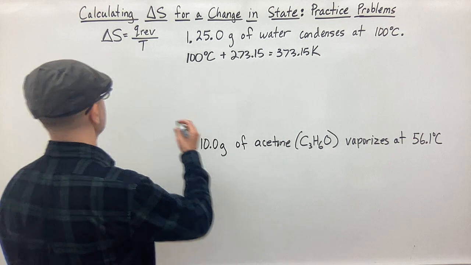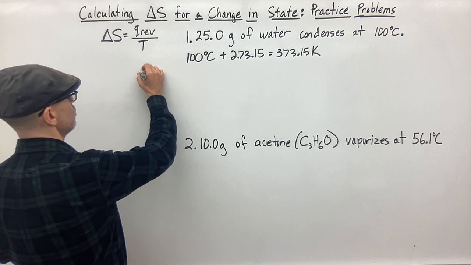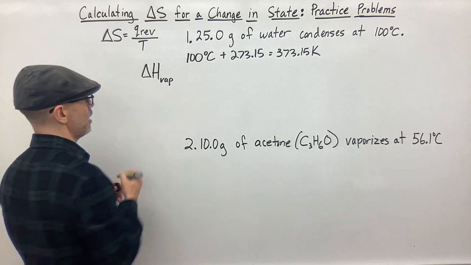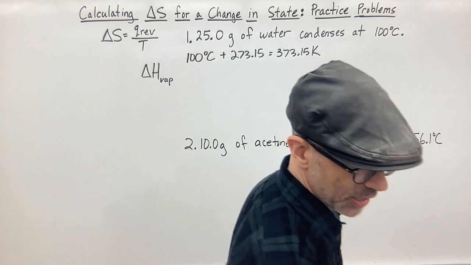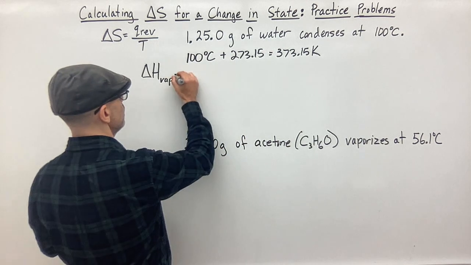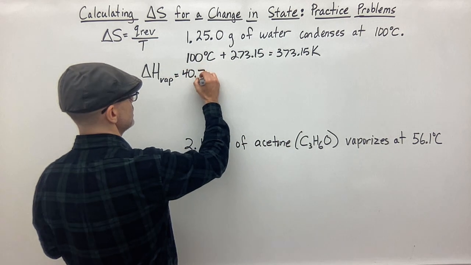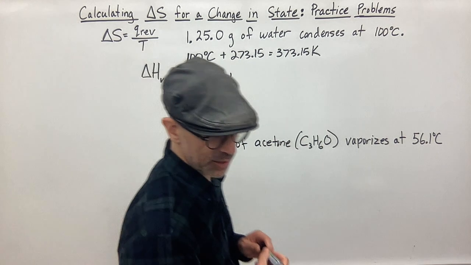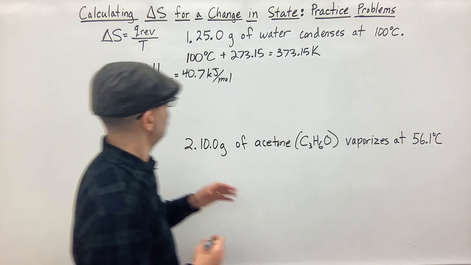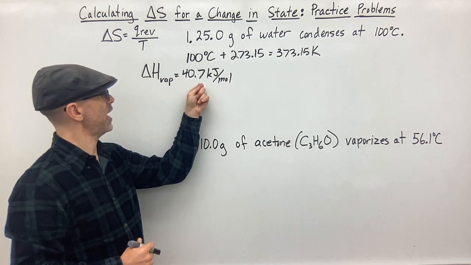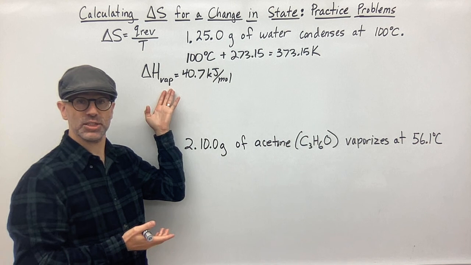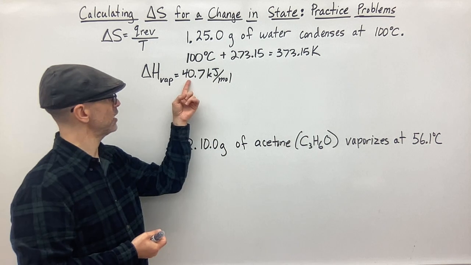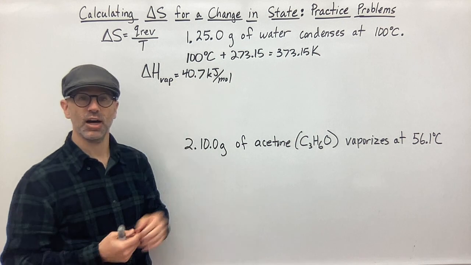So if we look up the heat of vaporization, that's going to be our delta H of vaporization, VAP. We looked that up and it is 40.7 kilojoules per mole. Let me double check that. Yep, 40.7 kilojoules per mole. This is the amount of energy that is absorbed during the vaporization process. So in order to vaporize 1 mole of water, you need to add 40.7 kilojoules of energy.